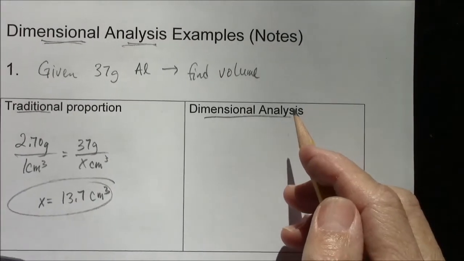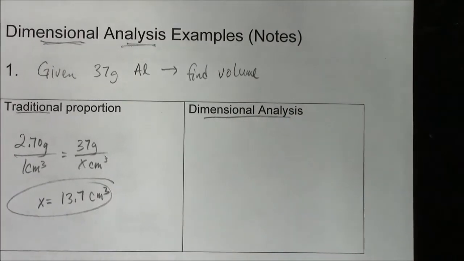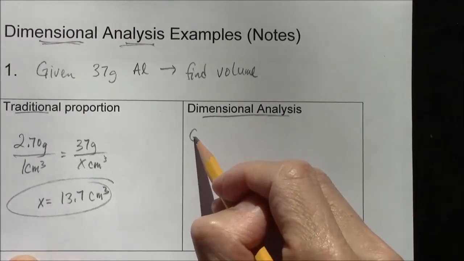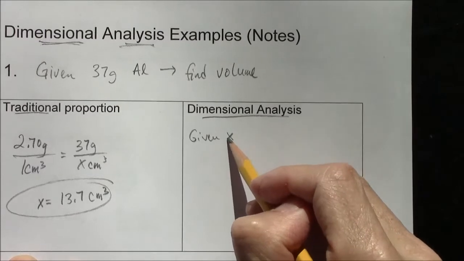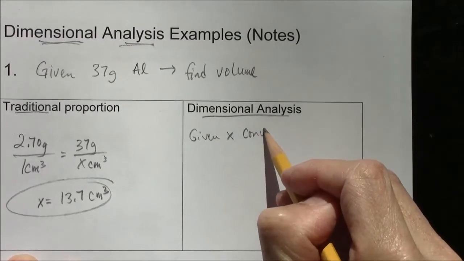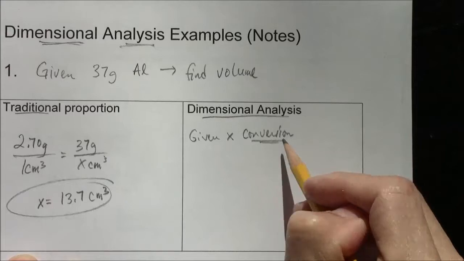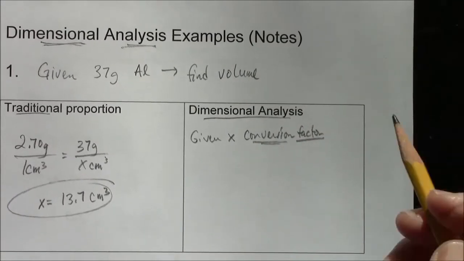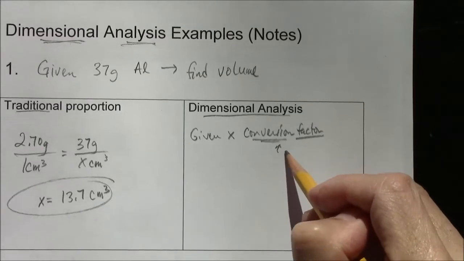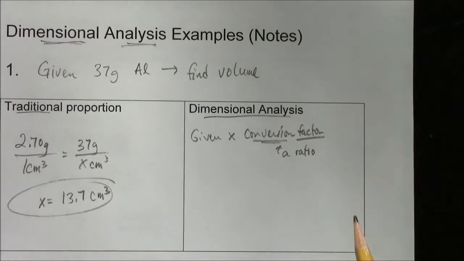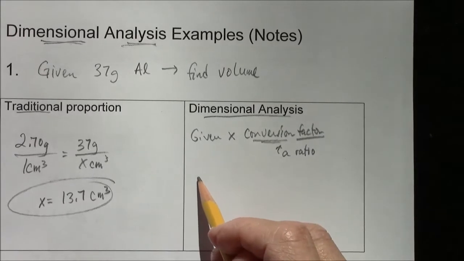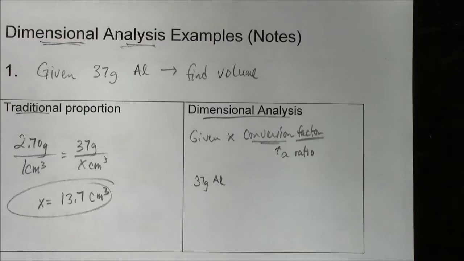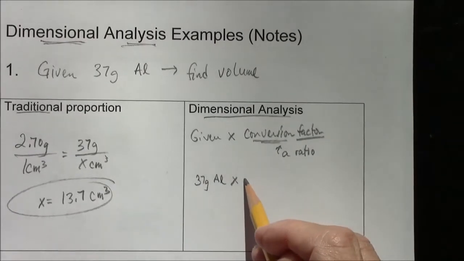Dimensional analysis is doing the same thing in a different way. I will start with a given, multiply by a conversion factor. This is the key to the whole method: a factor is multiplication, and this conversion factor will always be a ratio. Something on the top, something on the bottom. In this case, my given is 37 grams aluminum. My conversion factor will be density.